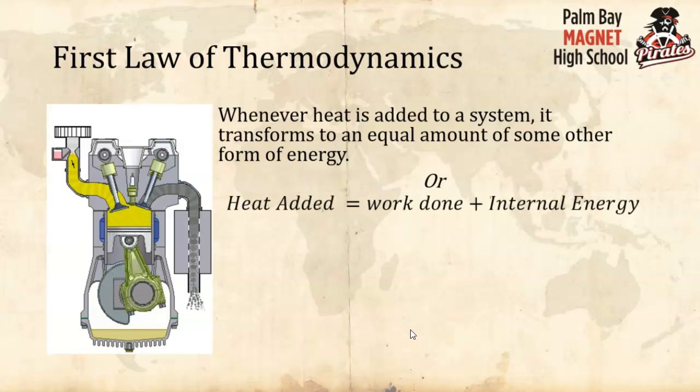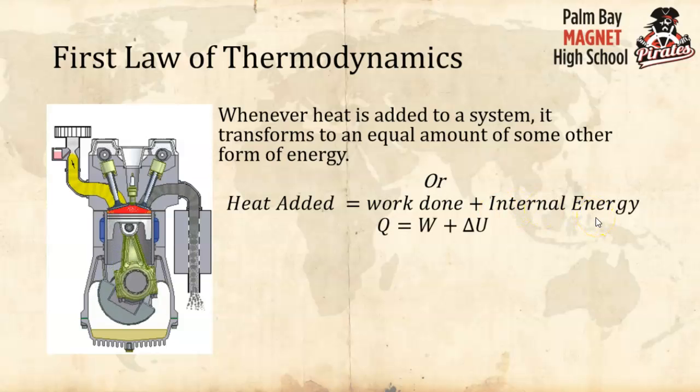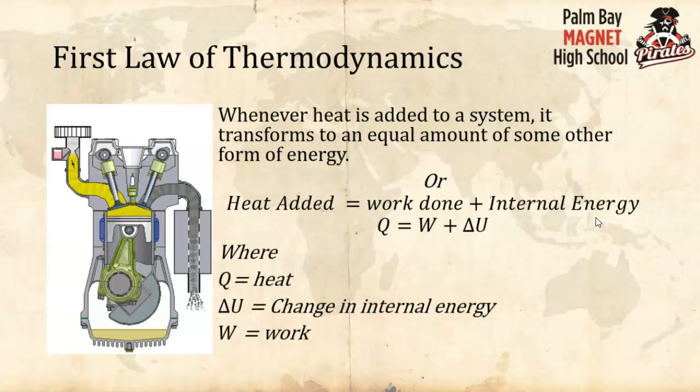And it comes out with this equation. When you add heat to a system, for example, when that gasoline explodes, the amount of heat you add to that system is going to equal, and heat is in joules, remember, that's going to equal a certain amount of work that you do in joules plus an increase in internal energy. The symbology we use is Q is heat, W is work, delta U is internal energy. That is the first law of thermodynamics.